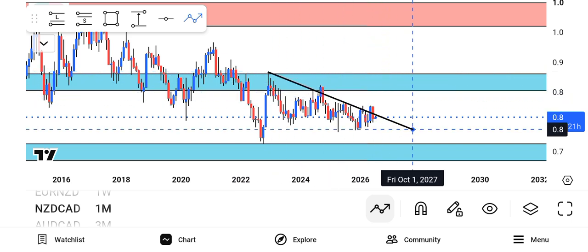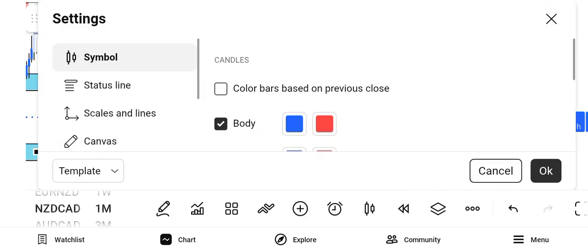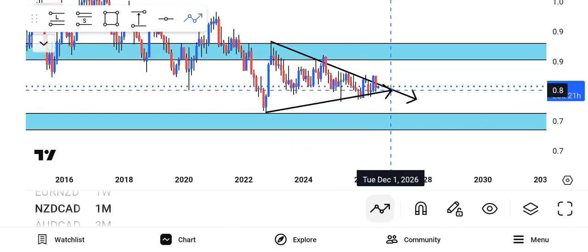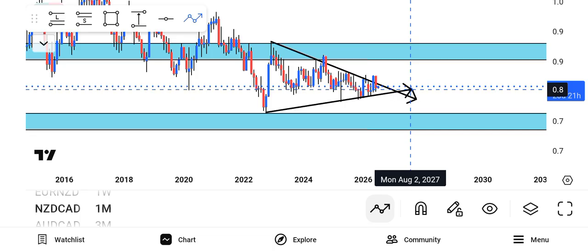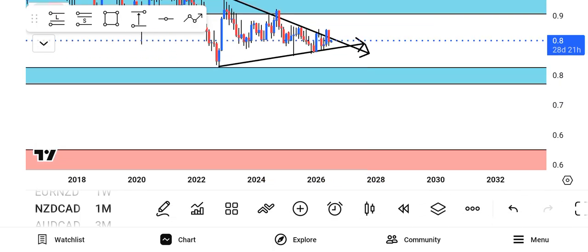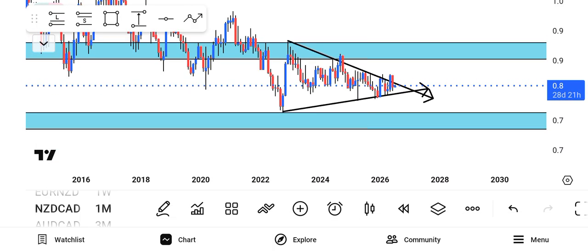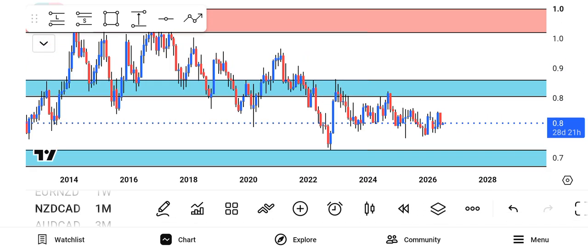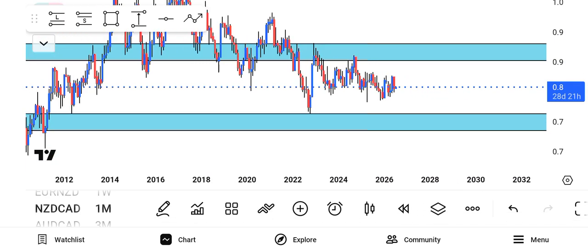It's as if it's trying to find a wedge. Those of you that are familiar with wedges, it's literally forming one. It started wide, now it's closing in, but I just ignore that. So the monthly levels are actually set.